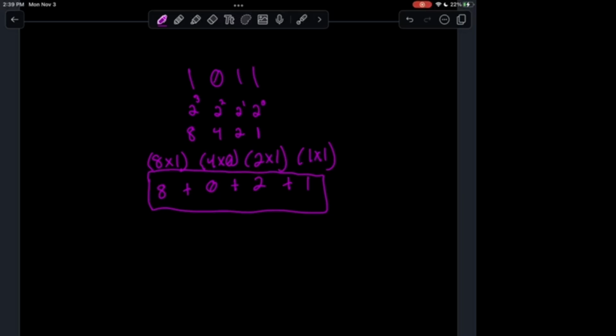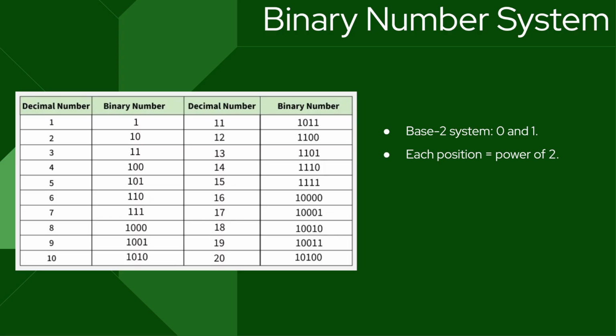8 plus 0 is 8. 8 plus 2 is 10. 10 plus 1 is 11. So this is how we got to 11. When we look back here, you can see our decimal number is 11. What does that look like in binary? It was our 1, 0, 1, 1. And this is all in a base system of 2, so each position is a power of 2.